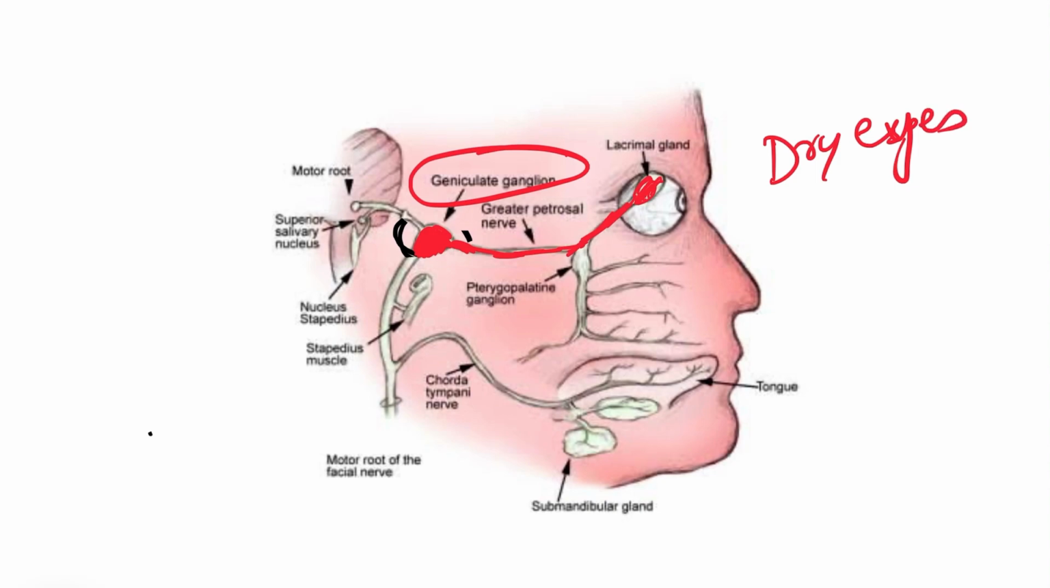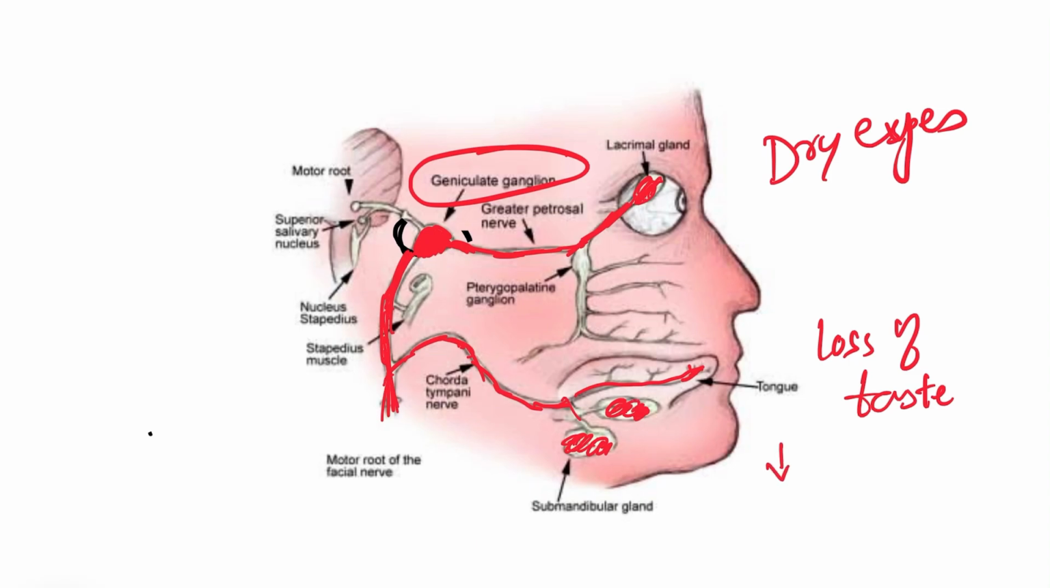Similarly, this is the main facial nerve. They will supply the sensory branches via the chorda tympani nerve to the anterior two-thirds of the tongue. So it will lead to the loss of taste sensation from the anterior two-thirds of the tongue. Also, it will supply the submandibular salivary glands and all. So this will lead to a decrease in salivary secretion, that is, ultimately it will lead to dry mouth. This is the reason for the various clinical manifestations which we are going to discuss.